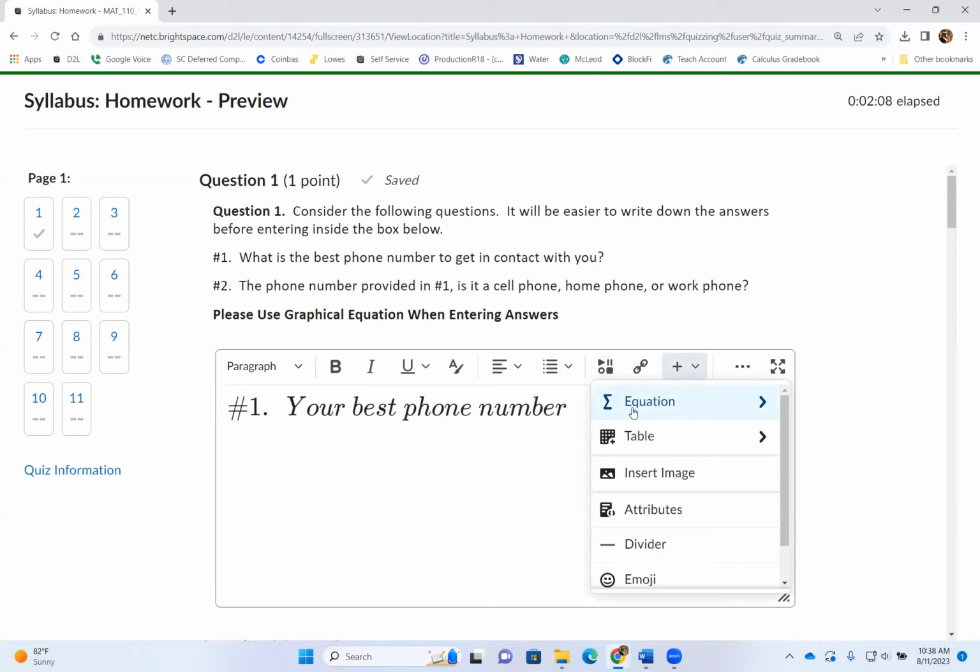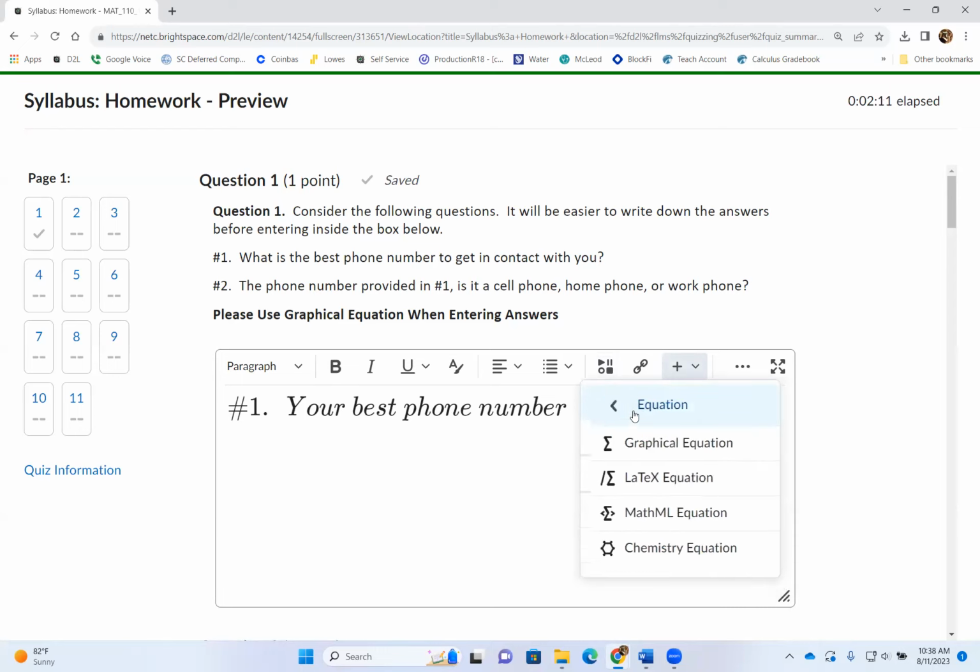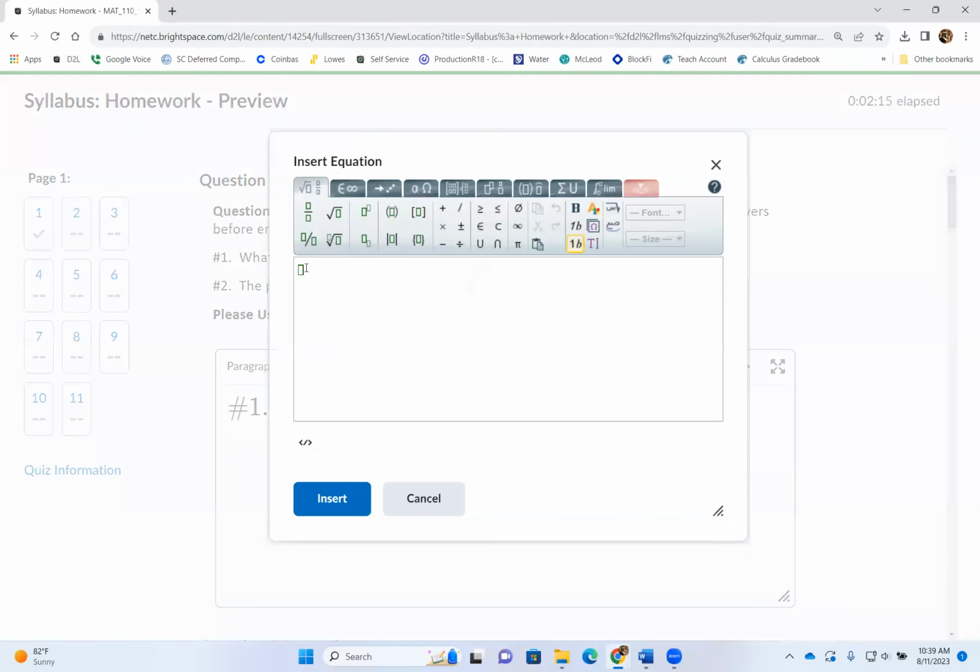All right, click on the plus sign, click on equation for number two. The phone number provided in number one, is it a cell, home, or work number? Please let me know that. Number two: is it a cell, home, or work number?